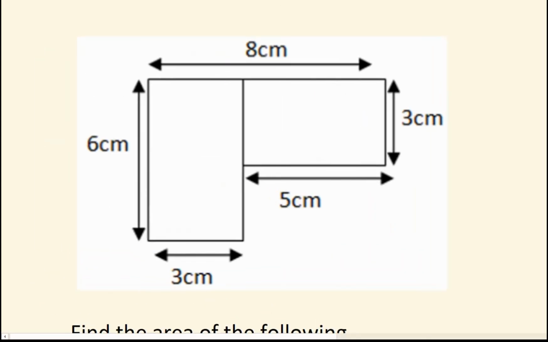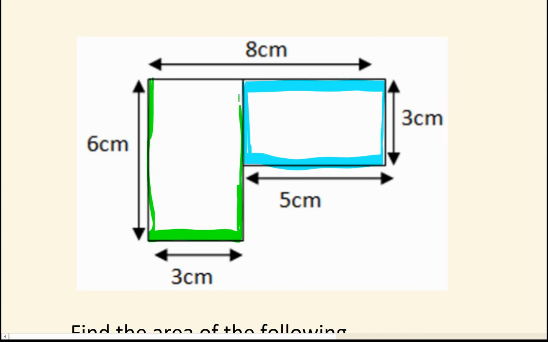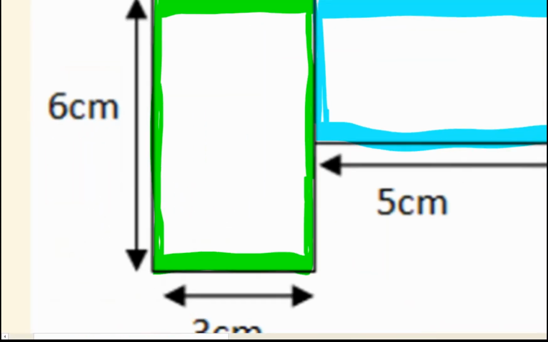You can kind of see I've got these two rectangles stuck together. I've got one rectangle here, and one rectangle here. And to work out the area of this compound shape, all we need to do is work out the area of each smaller rectangle separately. So let's do this rectangle first.